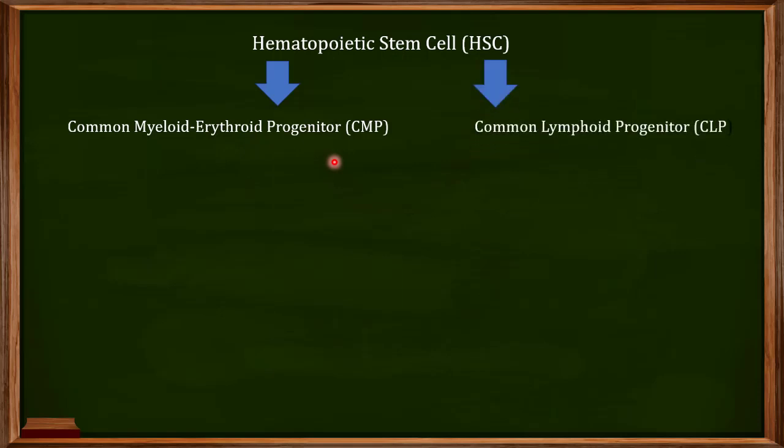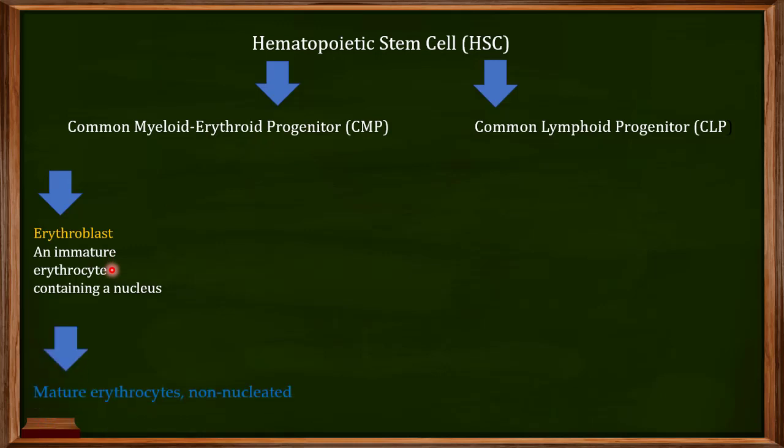In the last video, I've told you about the cells that are going to be produced from these CMP, and we talked about one of the important cells that are produced from the CMP. They are the erythroblasts, which are of course the immature erythrocytes containing a nucleus, and then they get converted into the mature erythrocytes, which are non-nucleated. The second important type of cells that are produced from the CMP, they are the megakaryocytes, and they are actually the producers of the blood platelets, which are very important in the process of clotting.